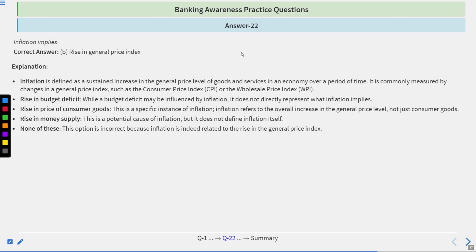Time's up. Correct answer is B, rise in general price index. Go by the explanation. Inflation is defined as a sustained increase in the general price level of goods and services in an economy over a period of time. It is commonly measured by the changes in a general price index such as consumer price index or wholesale price index.